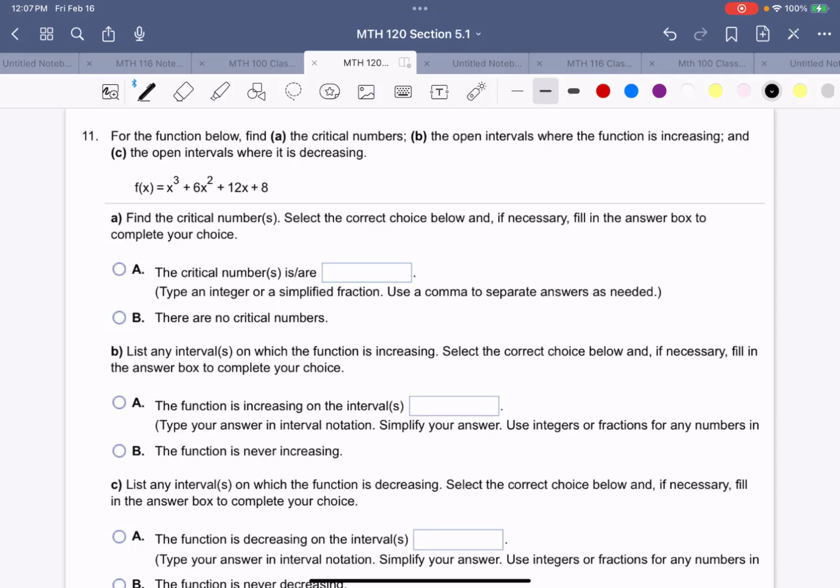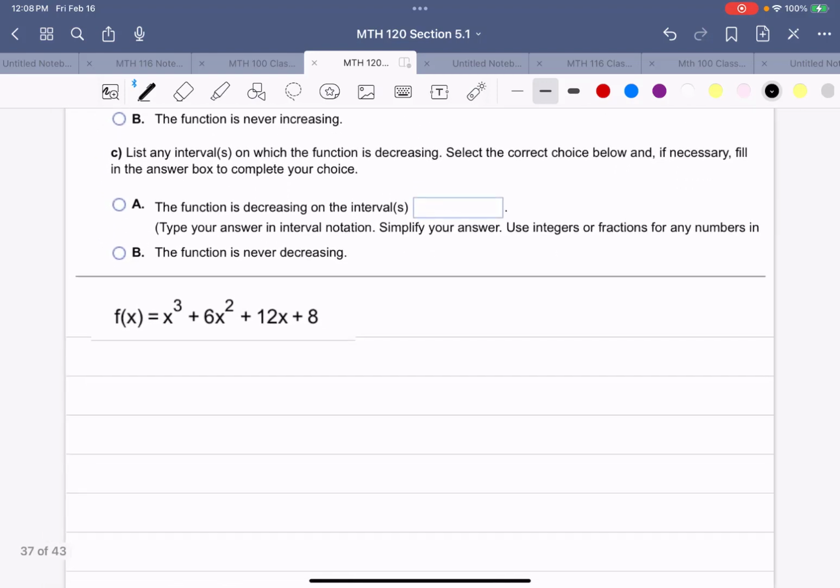Example number 11. For the function below, find A, the critical numbers, B, the open intervals where the function's increasing, and C, the open intervals where it is decreasing. Our function is a polynomial. F of x equals x cubed plus 6x squared plus 12x plus 8.